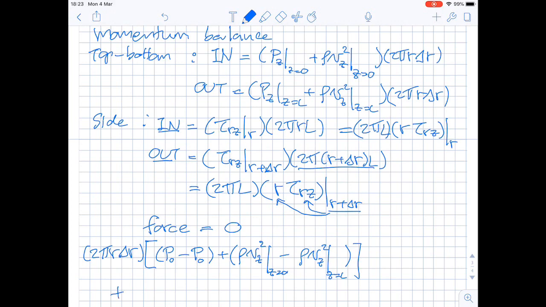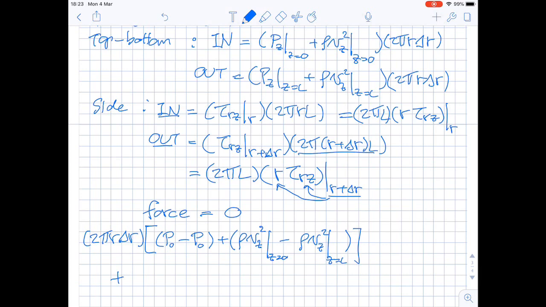Then we add the input and output term for the side, which is 2 pi L times R tau RZ, the whole thing taking place at R, subtracted by R tau RZ at R plus delta R. Everything here combined equals 0 at steady state. We don't need to add force because gravity is negligible in this case.